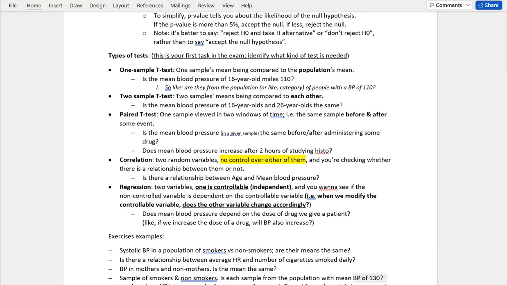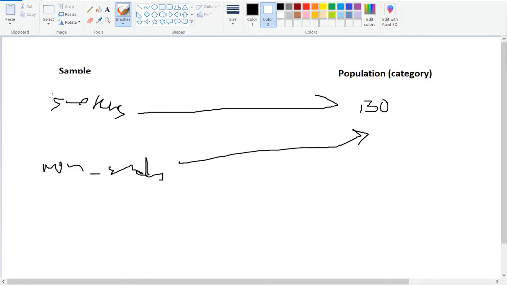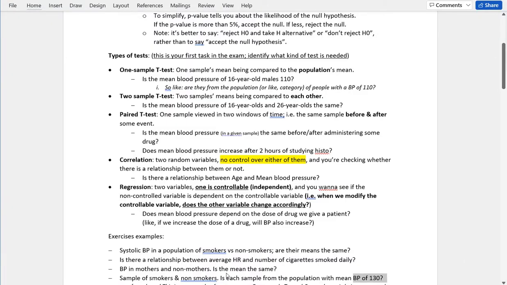You remember we already covered this example. So these are smokers, non-smokers, and this is the category of people with 130 blood pressure, and you're comparing both of them to the population. You're comparing the sample to the population and another sample to the population. One sample t-test, one sample t-test. This relationship might look like a two-sample t-test, but no, this is a one. Both of them are one-sample t-tests, so don't get confused with that. So that's an example of two one-sample t-tests.